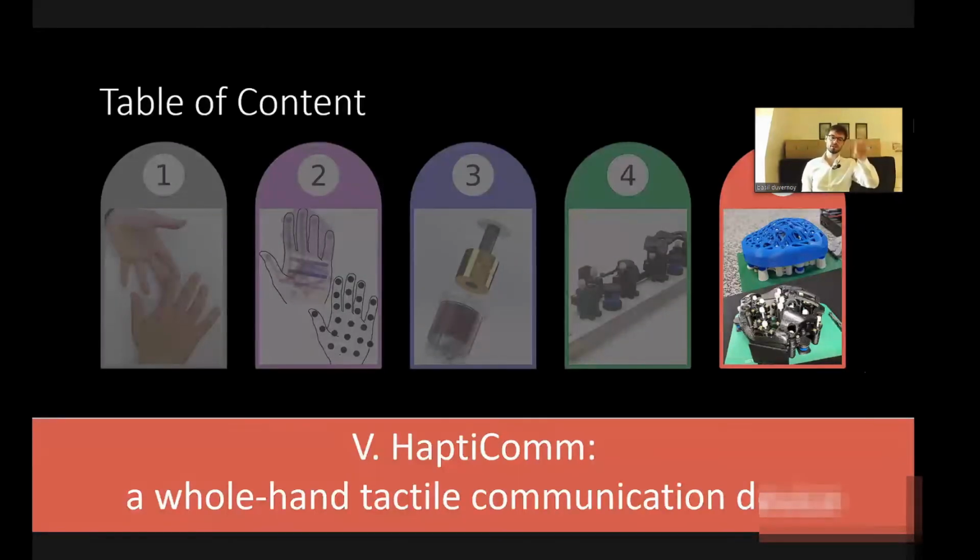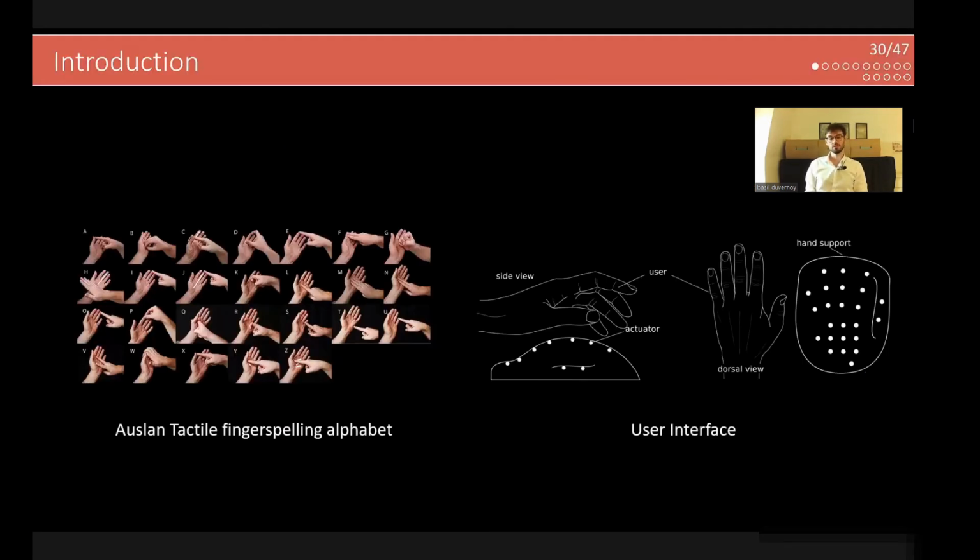So we developed a concept of our device. We made an actuator specifically designed for that. We assessed that taps are more interesting to convey information compared to vibration. So we decided to create this whole hand tactile communication device. Just as a reminder, we wanted to create the Ozen tactile fingerspelling alphabet with the device, and we should have this user interface that minimizes the contact area, but also allows a prolonged use. So to respect the shape of the hand.